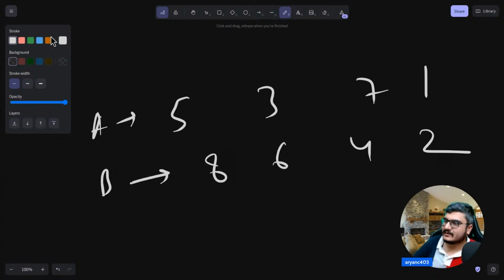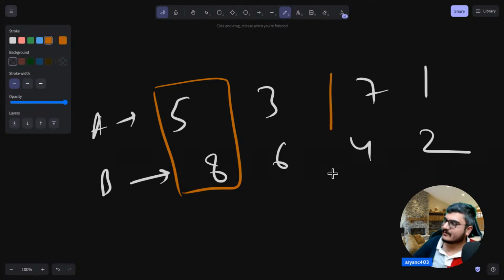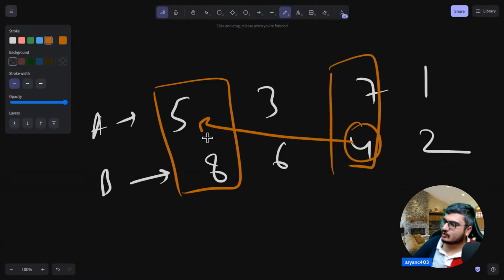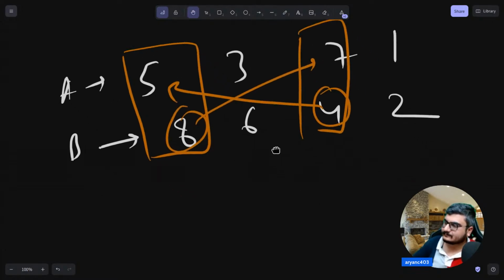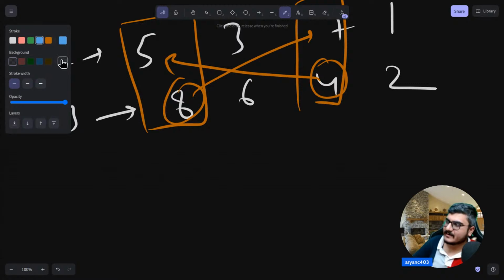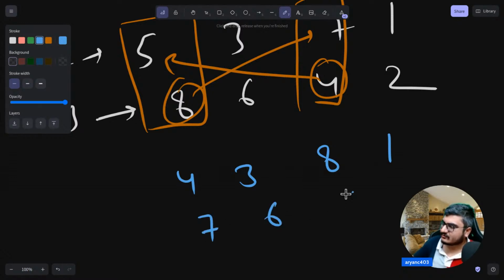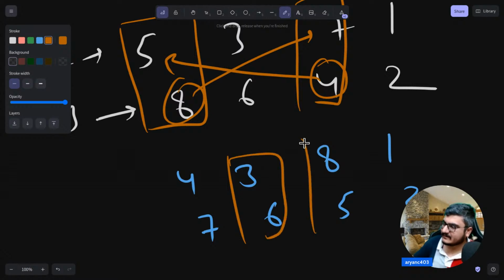Like for example, let's say you perform an operation here, and let's say you perform an operation here. This 4 goes here, this 8 goes here. The new sequence of operations becomes 4, 3, 8, 1, 7, 6, 5, 2. Now let's do it this way. Let's perform an operation between these and these. This 5 will go here.